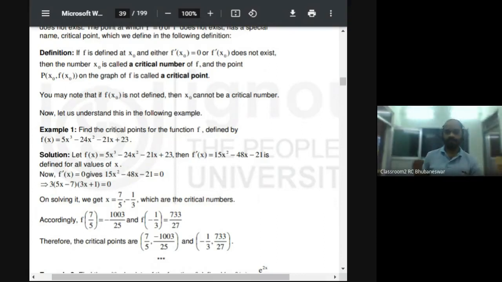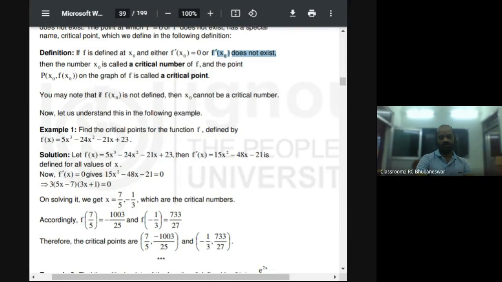So again, look carefully at the definition. Here, the first derivative of f at the point x0 is equal to 0. Or we can say that the first derivative of f at the point x0 does not exist. Or we can also add here, the function may not exist at that point, then also we can say that yes, the point is said to be a critical point.